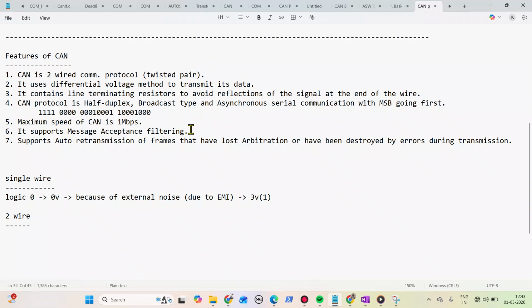I think it's clear guys. In the next video we will see arbitration, bit stuffing, and we will slowly go through all the data frames, error mechanisms and errors, types of errors, what is bus off, everything including the CRC section, everything we will discuss.